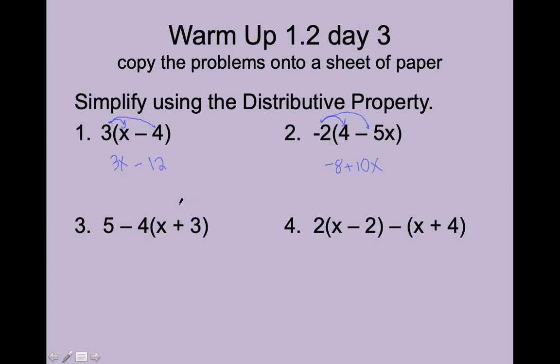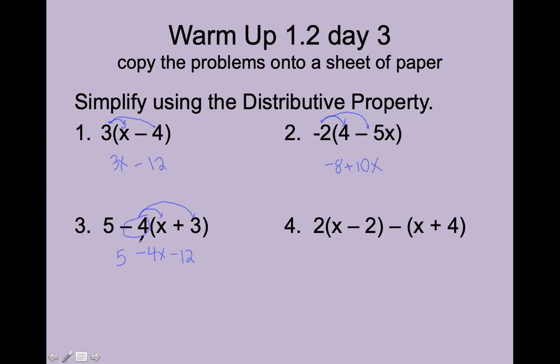Okay, number 3. This one's a little trickier. This looks like you might want to go, oh, 5 minus 4. But remember, multiplication comes first, and the distributive property is multiplication. So I need to distribute first. Remember, the negative is with the 4, so I'm distributing all of this. -4 times x is -4x. -4 times a +3, and negative times positive is negative. 4 times 3 is 12. And I still have this 5, I just bring it down.